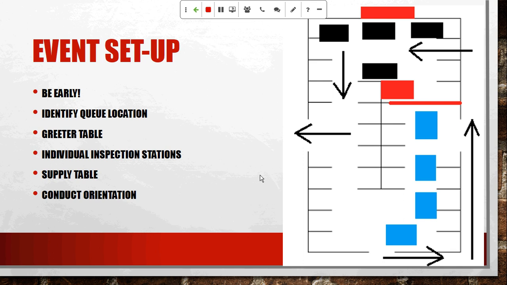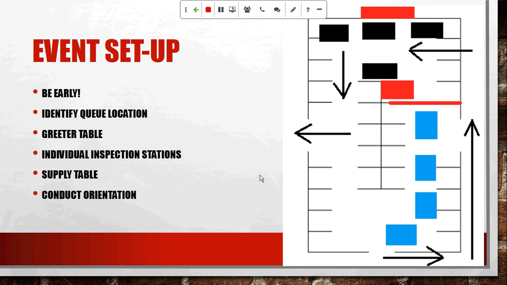The supply table should be stocked with all the necessary materials to complete an inspection. Another thing you need to have there is additional copies of paperwork. This materials table can also double as a break area for your volunteers. So you may need to set up the table with chairs and a pop-up or some type of mechanism for shade.